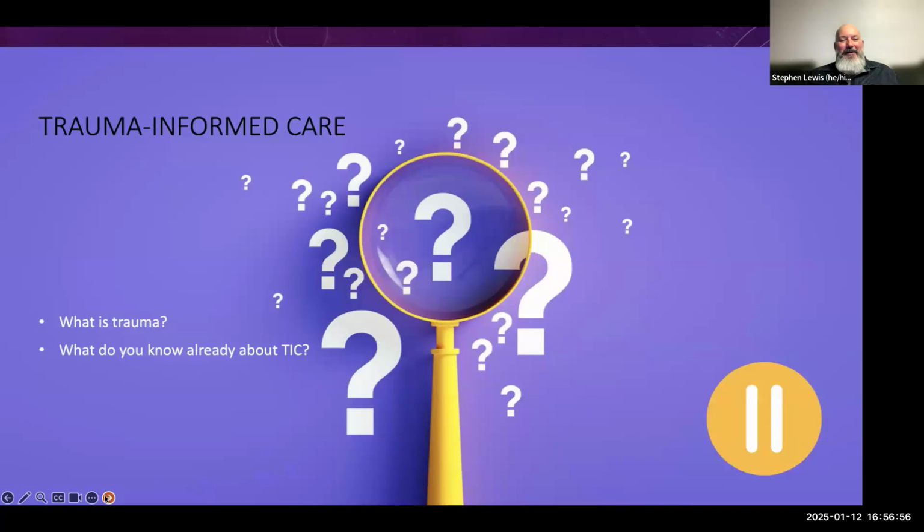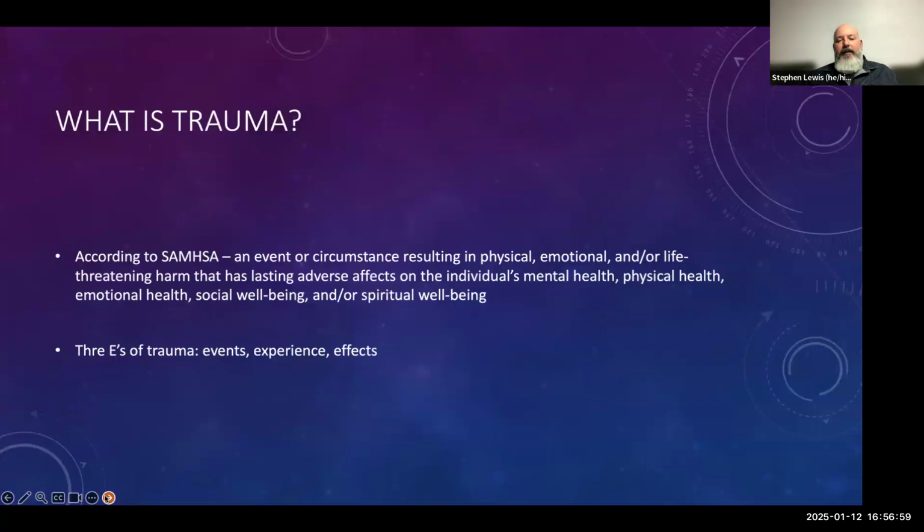All right, welcome back. Trauma, according to SAMHSA, is an event or circumstance resulting in physical, emotional, and/or life-threatening harm that has lasting adverse effects on the individual's mental health, physical health, emotional health, social well-being, and/or spiritual health. The three, oh, there's a typo, three E's of trauma, I need another E, are events, experience, and effects. So the event that was the source of the trauma is one thing, but we experience things differently. So our subjective experience of what happened, how did we interpret what was going on? How did we respond to that? That's our experience. But then what are the after effects, if any, maybe lingering symptoms or changes that were experienced after the trauma?